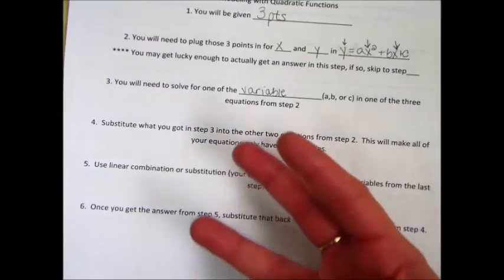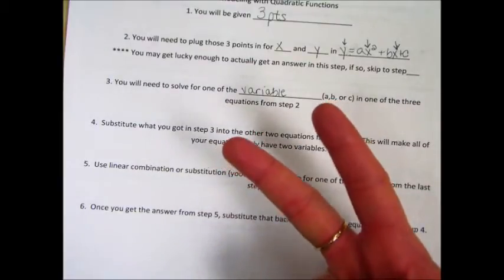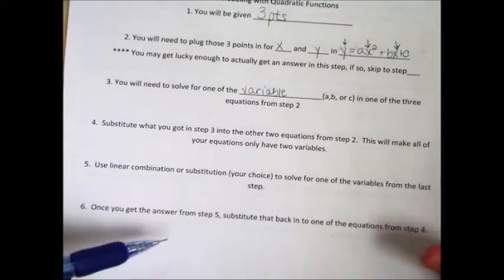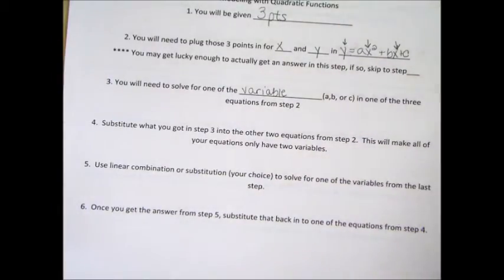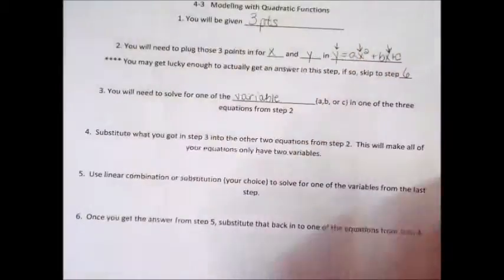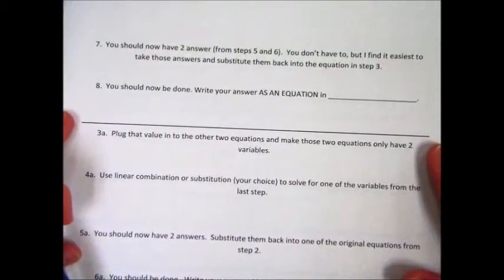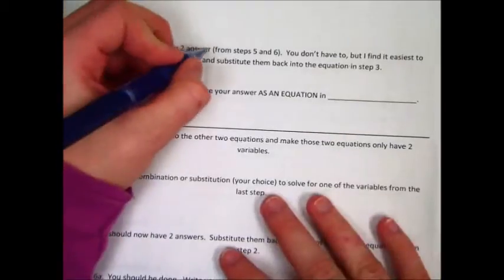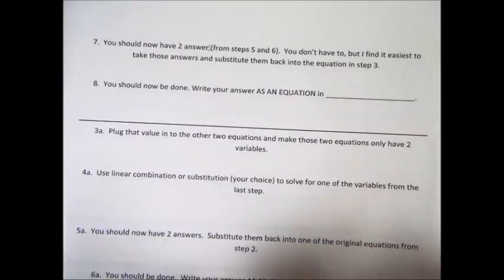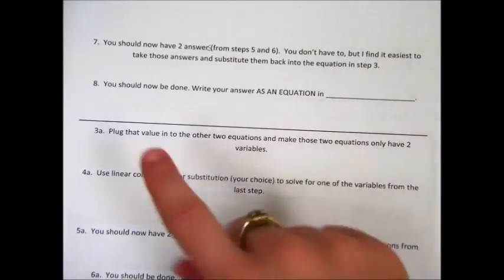So we went from 3 equations with 3 variables to 2 equations with 2 variables to 1 equation with 1 variable. Number 6, once you get the answer from step 5, substitute that back into one of the equations from step 4. So we're down here in step 6, so put a 6 in that blank. Flip over. 7, you should now have 2 answers, one from step 5 and one from step 6. You don't have to, but I find it easiest to take those and plug them back into the equation from step 3. You should now be all done.